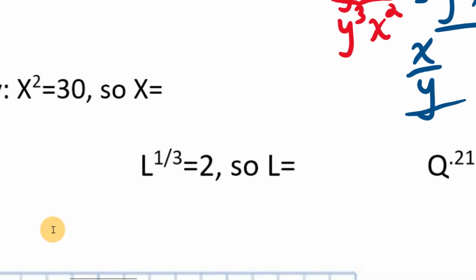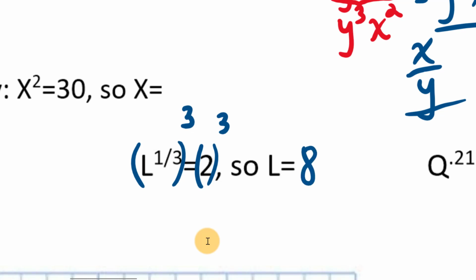All right, here L to the 1/3 power equals 2. So go through the process. How do we get rid of an L to the 1/3 power? Raise both sides to the 1 over 3 power. Raise both sides to the 3 over 1 power, right? Which is just 3. And so we have to raise 2 to the 3 over 1 power. And 2 cubed. L is 8.